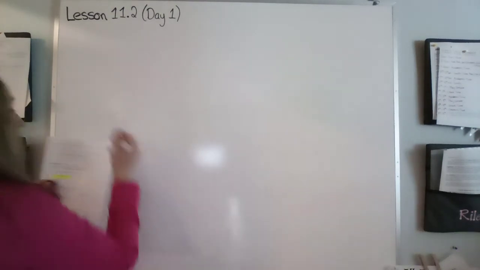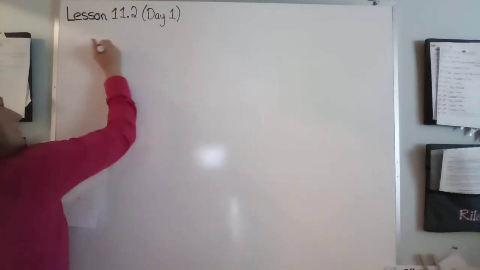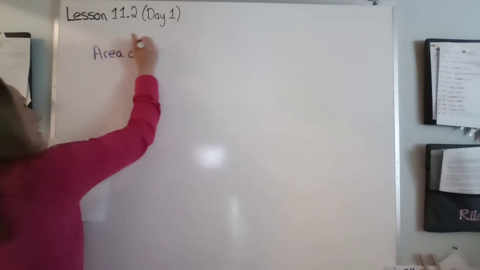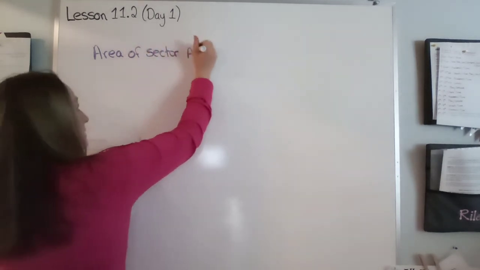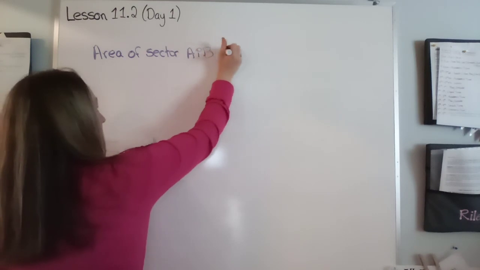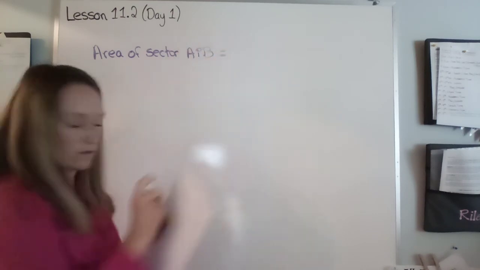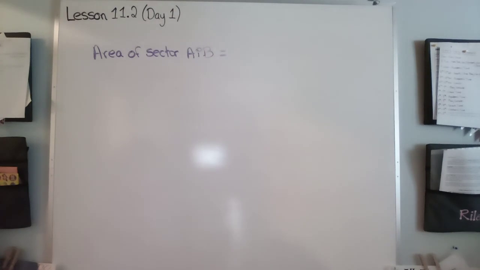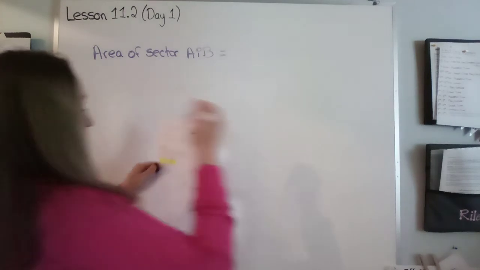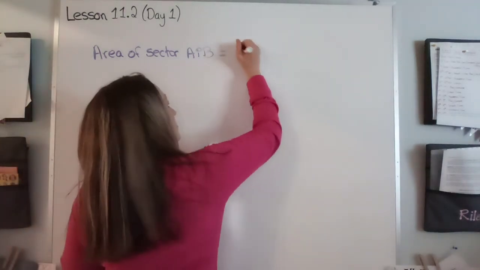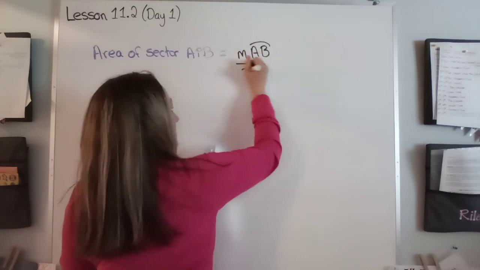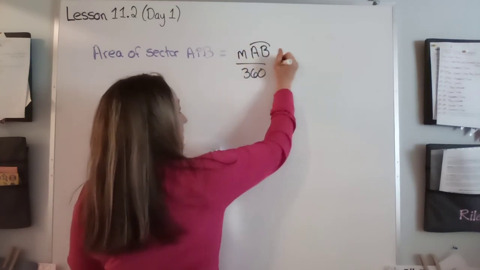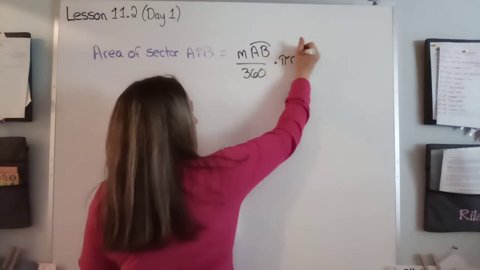Okay, so to find the area of a sector, the area of sector APB is going to equal the measure of arc AB over 360 times the area of a circle, so pi r squared.